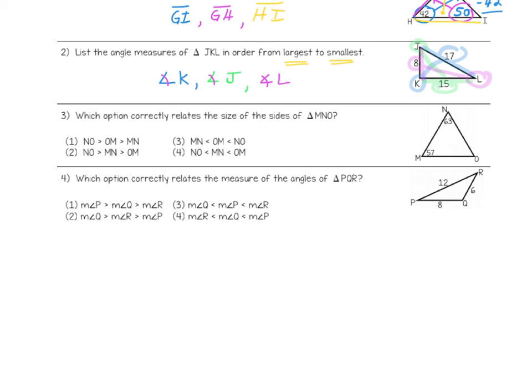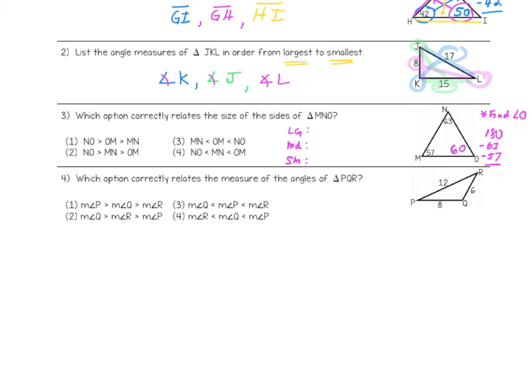Okay, on the last two, it says which option correctly relates the size of the sides of triangle MNO. And we're going to list them in order from largest. So I'm going to do LG for large, medium, and small. Okay, first, find the missing angle. And we're going to do that by taking 180 and subtracting the two angles that we already know. So 180 minus 63 minus 57 leaves us with 60 degrees.